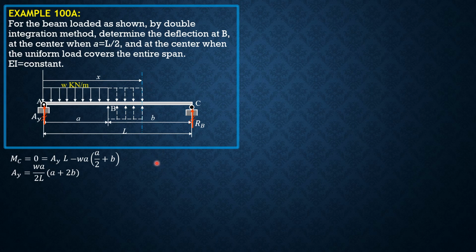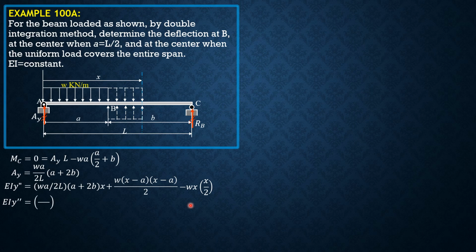So therefore, the moment of this section is: EI y double prime equals WA over 2L, quantity A plus 2B, times X, plus the moment of this loading, which is W times the length X minus A. The moment arm is X minus A over 2. So W times X minus A over 2, then minus W times X over 2. Hoping that later we directly set up the moment equation: W over 2 X minus A squared, then minus W over 2 X squared. So simplifying, EI y double prime equals WA over 2L, quantity A plus 2B, times X, plus W over 2 X minus A squared minus W over 2 X squared.